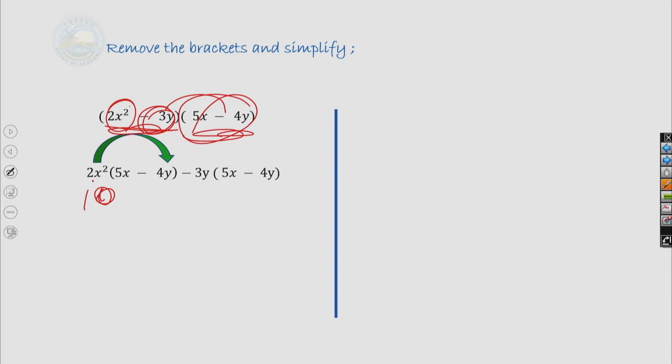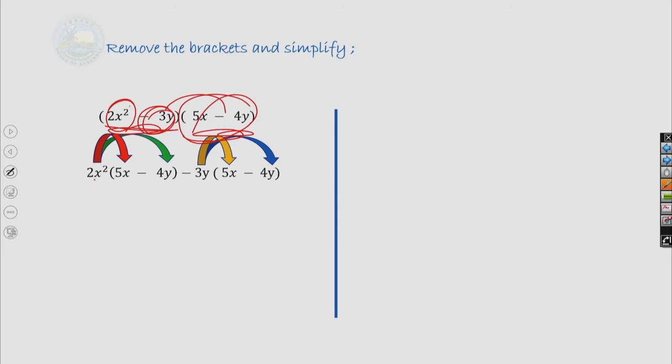So it's going to be 2x squared by 5x, giving me 10x cubed. And 2x squared by negative 4y, giving me negative 8x squared y. And negative 3y by 5x. So let's see what it gives us there. So what is in front of the bracket has to be multiplied by everything that's on the inside of the brackets. So here it's going to be 2x squared.